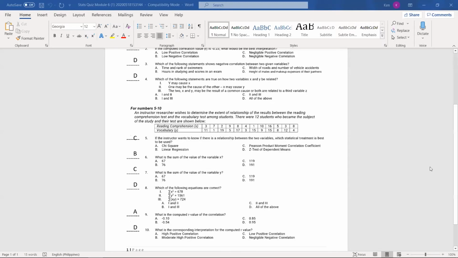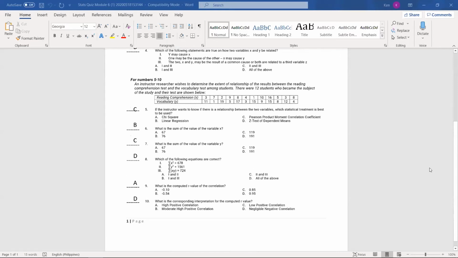And next, number 6 na, diba? Okay. Number 6. What is the sum of the value of the variable x? Yung sagot dyan is 76 kasi pinag-plus ko lang lahat ng value dun sa reading comprehension. Tapos, yung result na, 76.